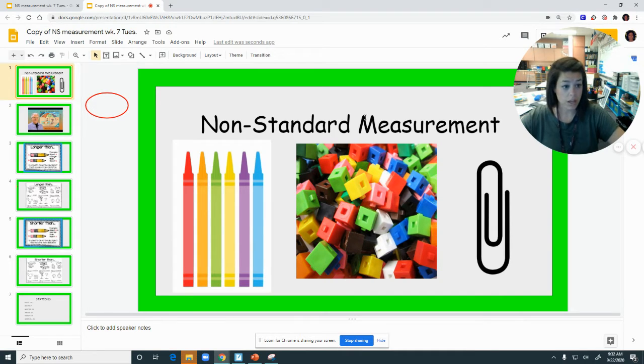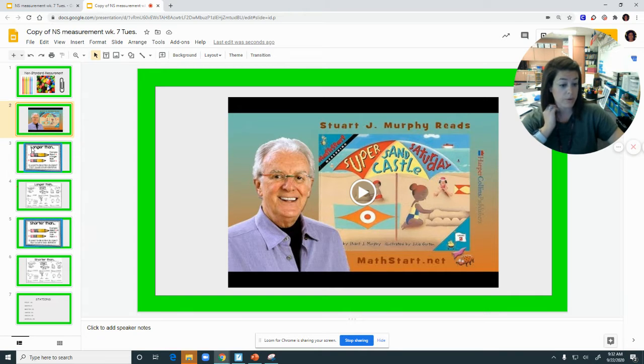And we learned yesterday that number one, we have to make sure that whatever we're using, whether it be crayons, that they're all the same length, that there are no gaps between them when we're measuring. So we can't have spaces like we saw with the pencil. We also have to make sure that they're the same size and that we start at the beginning and at the end. So let's look at a few examples. There's a really cool video that I'm going to link down at the bottom for you to watch that goes over more about non-standard units of measure.